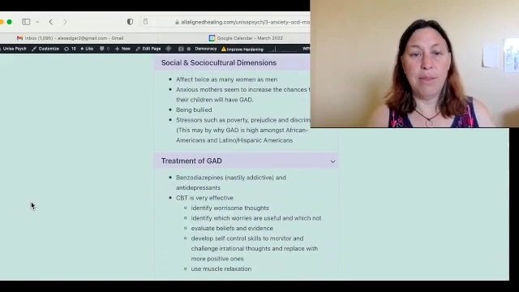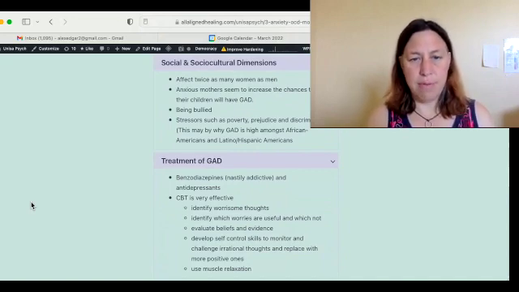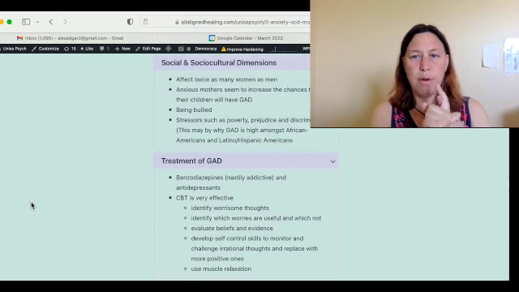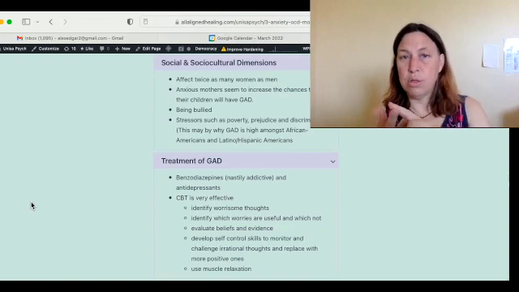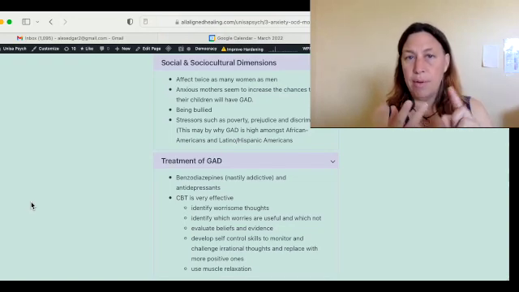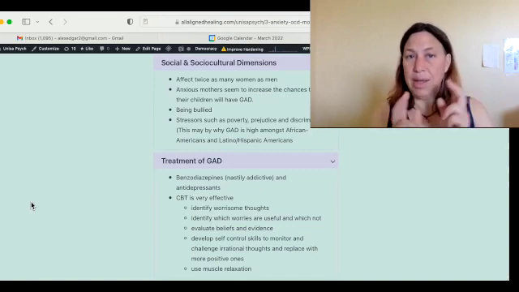Treatment: benzodiazepines and antidepressants, but of course benzodiazepines are highly addictive. CBT is very effective. Identify your worries and thoughts. Decide, is this worry useful or not? Can I do something about it or not? Have I reached a working action plan or not? Okay. Evaluate your beliefs and look at evidence for them.